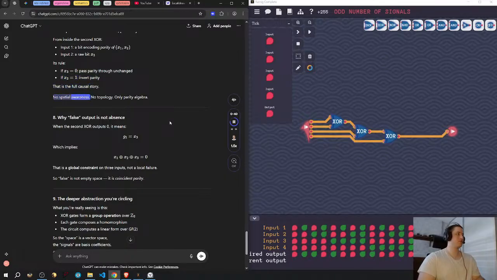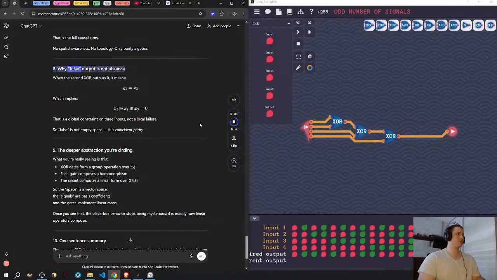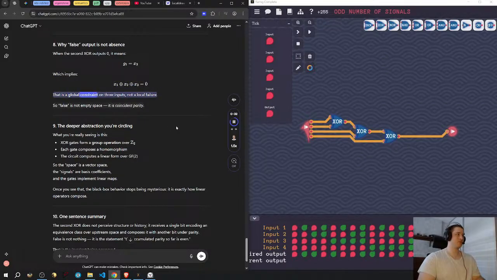No spatial awareness. No topology. Only parity algebra. 8. Why false output is not absence. When the second XOR outputs 0, it means the parity of the first two equals x3, which implies x1 ⊕ x2 ⊕ x3 equals 0. That is a global constraint on 3 inputs, not a local failure. So false is not empty space, it is coincident parity.